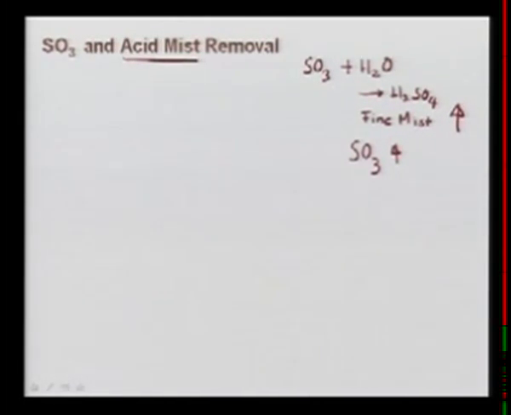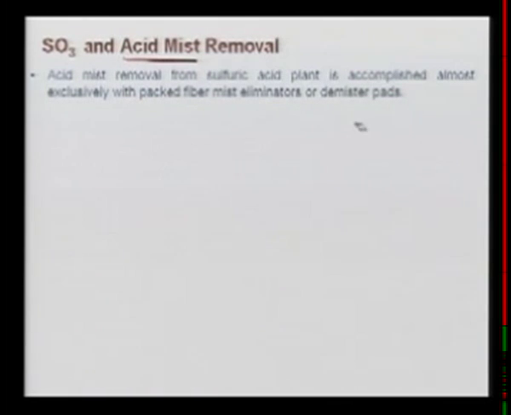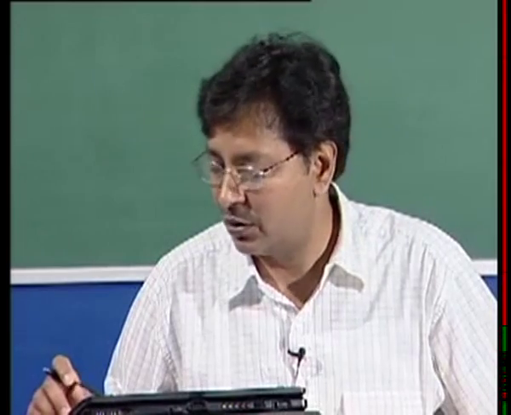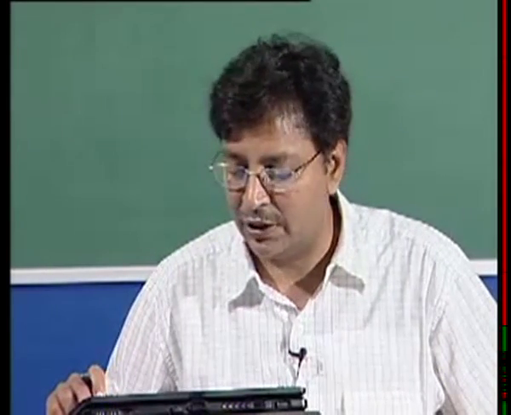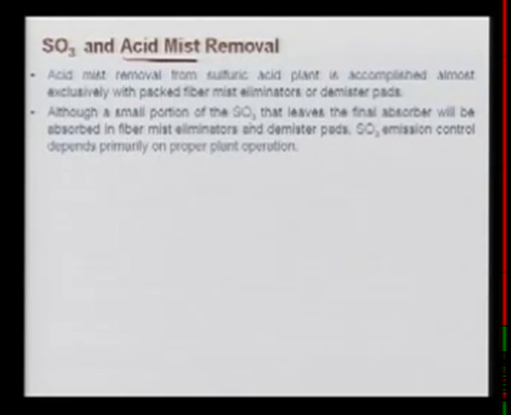So how do we control the acid mist that has been formed? Here we are talking about the removal of the acid mist. Acid mist removal from the sulfuric acid plant is accomplished almost exclusively with packed fiber mist eliminators or demister pads. Although a small portion of SO3 that leaves the final absorber will be absorbed in the fiber mist eliminator and the demister pad, SO3 emission control depends primarily on proper plant operation. We need to underline this.